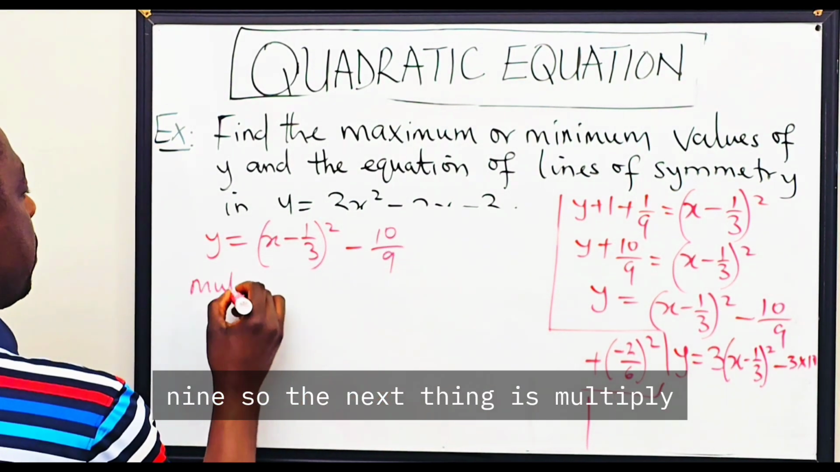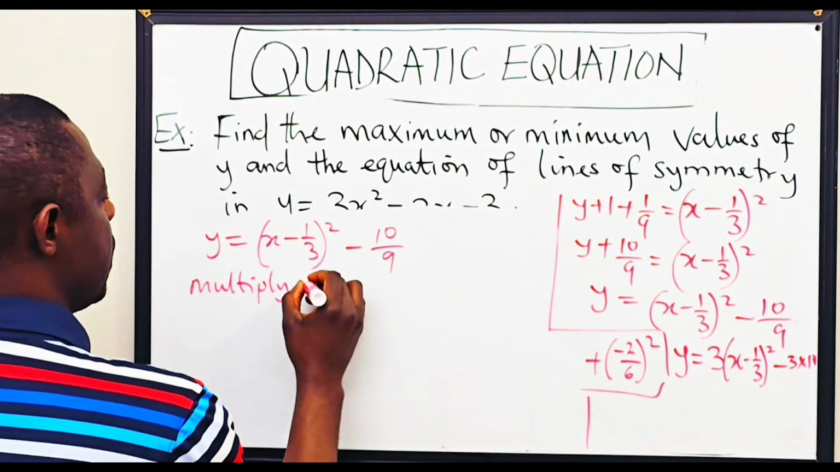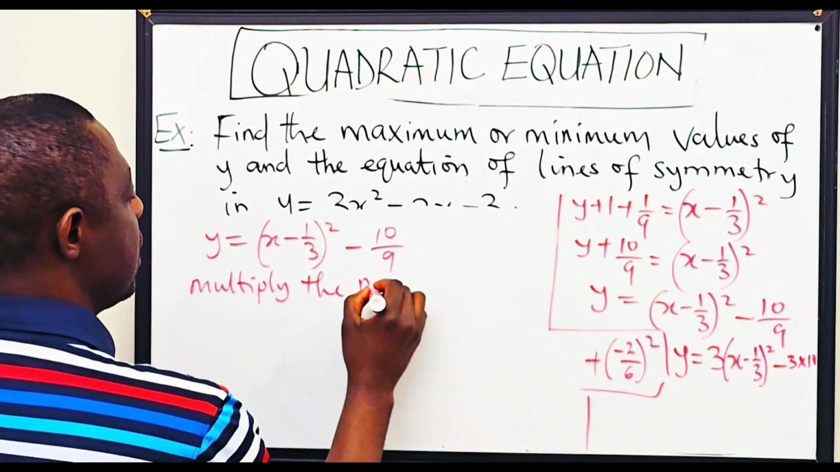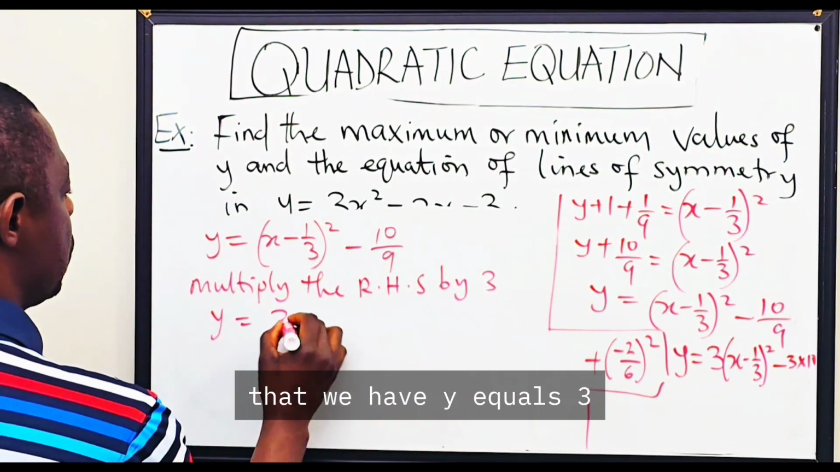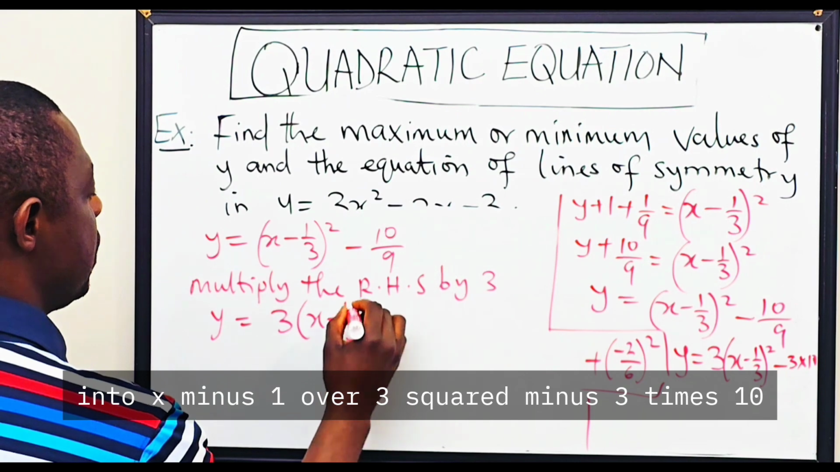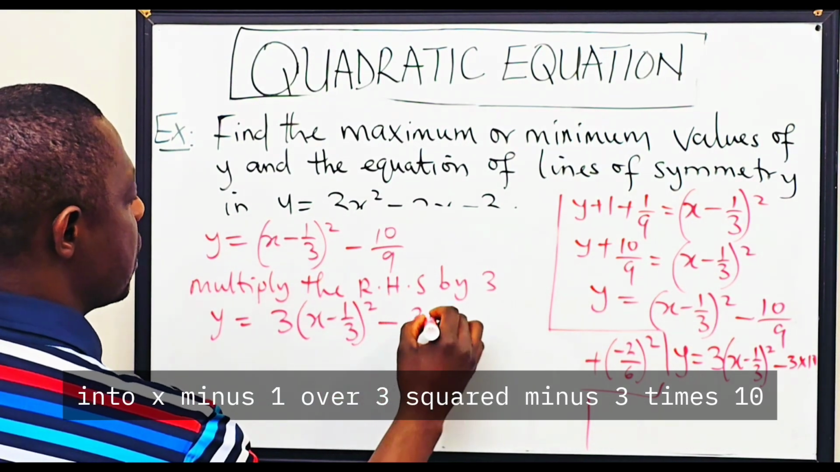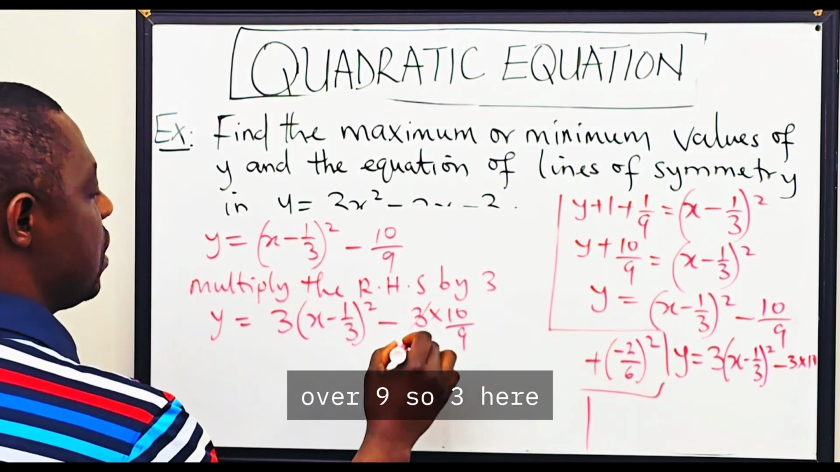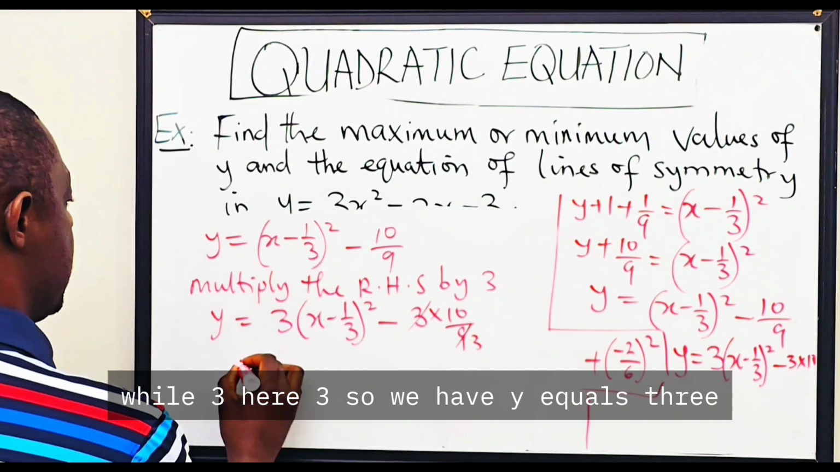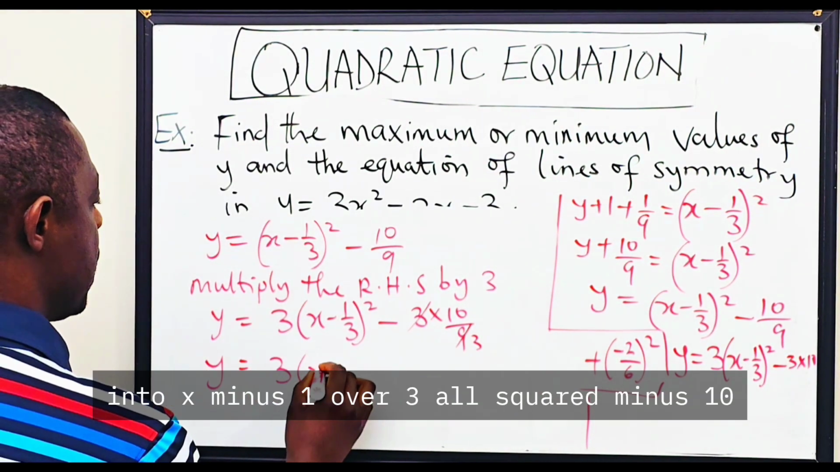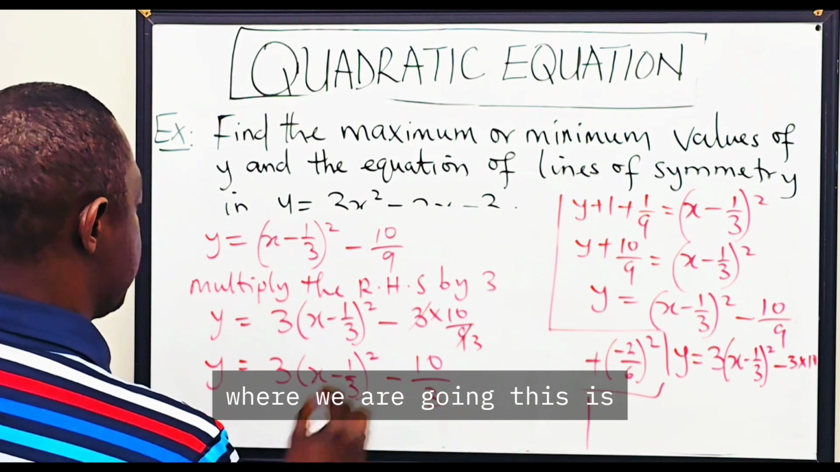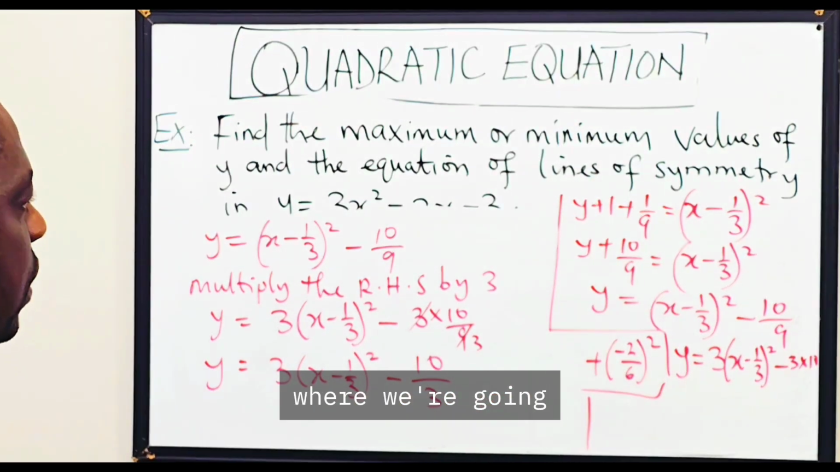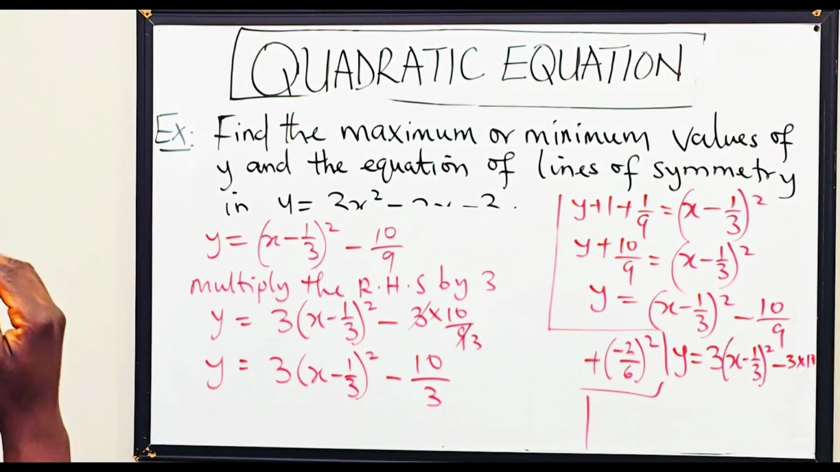So the next thing is multiply the right hand side by 3. And if you do that, we have y equals 3 into x minus 1 over 3 squared minus 3 times 10 over 9. So 3 here, 1, 3 here, 3. So we have y equals 3 into x minus 1 over 3 all squared minus 10 over 3. So this is where we are going.